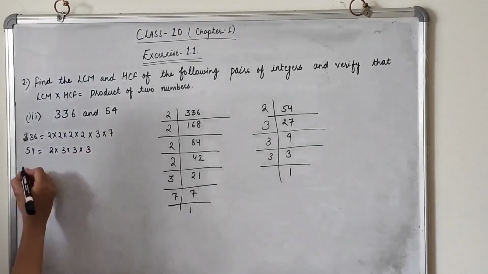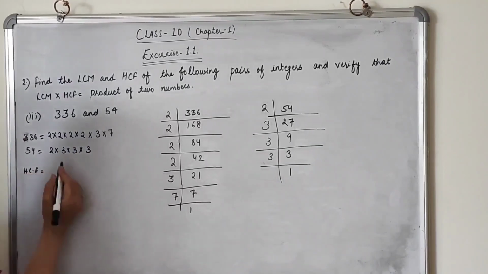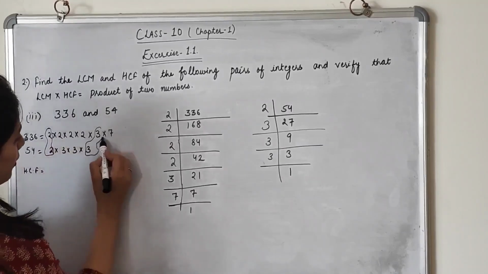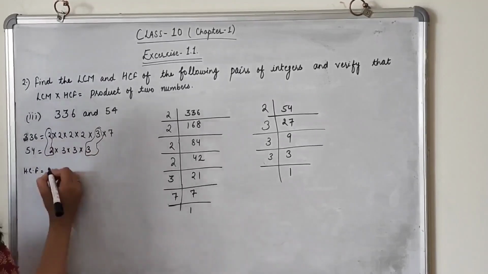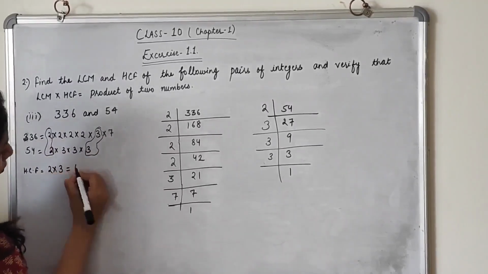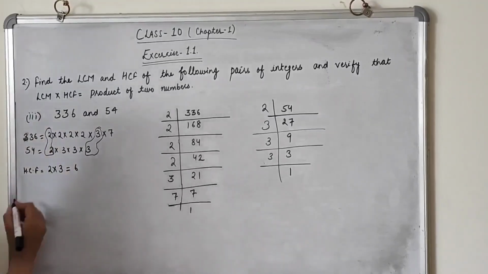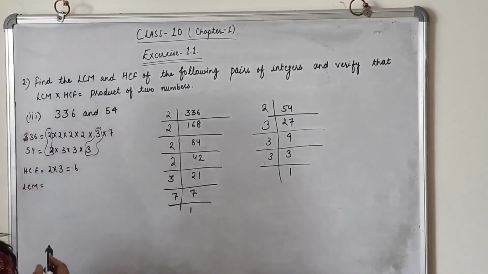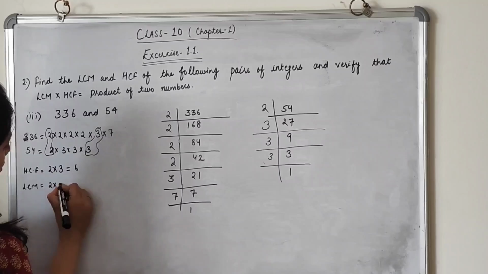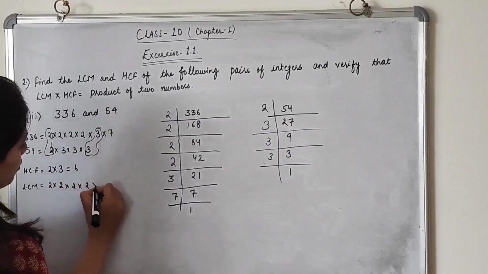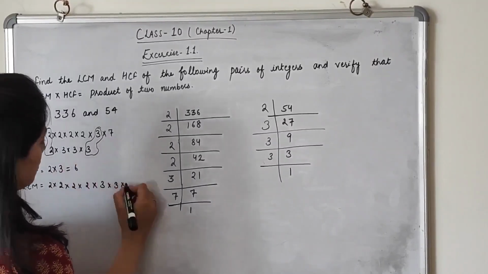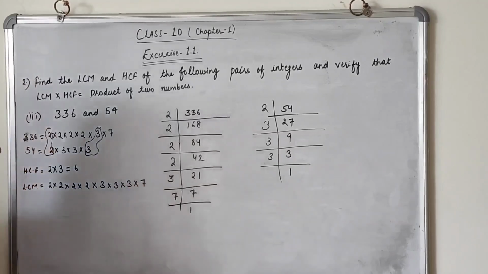What is the answer? HCF is this common 2 and 3 common. 2 multiplied by 3 is equal to 6. 6 is the HCF. And what is the LCM? LCM is 2 cross 2 cross 2 cross 2 into 3 cross 3 cross 3 cross 7. Fine. So what is the answer?